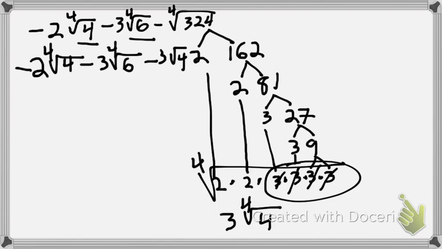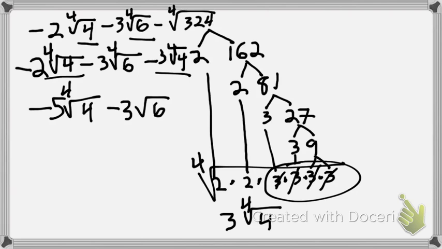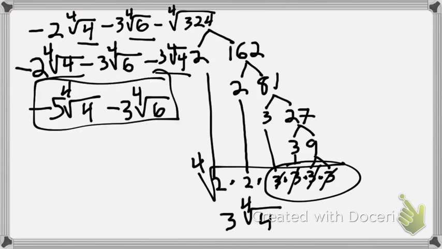So here we have the exact same radicand, 4. We have the same index, 4. So we add or subtract them. And remember, when we're adding or subtracting, we add or subtract the coefficients, and we leave the radicands alone. So negative 2 minus 3 is negative 5. Negative 5 fourth roots of 4, minus 3 fourth roots of 6. And that's our answer.